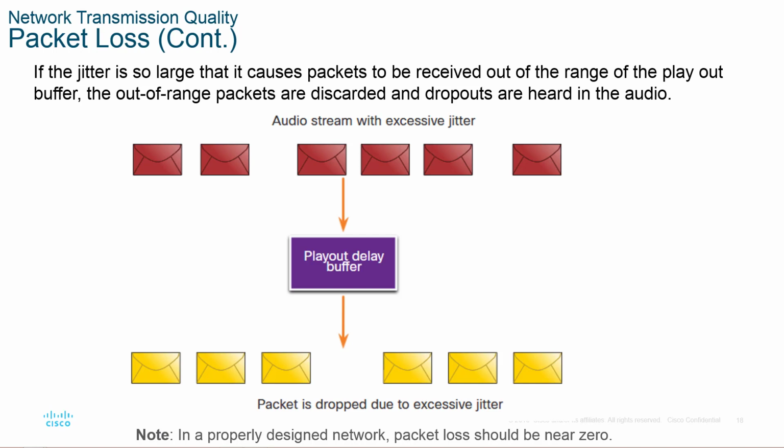For losses as small as one packet, the digital signal processor, or the DSP, will interpolate what it thinks the audio should be, and no problem is audible to the user. When jitter exceeds what the DSP can do to make up for the missing packets, that's when your audio problems are heard.